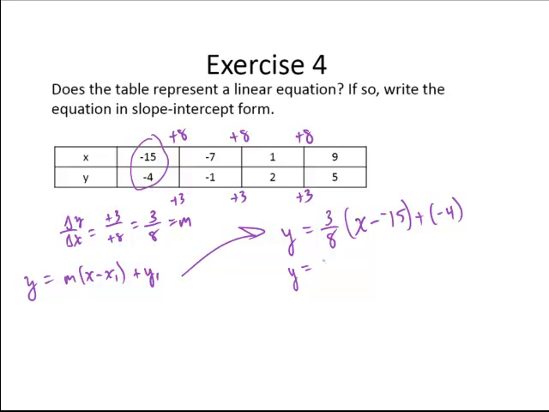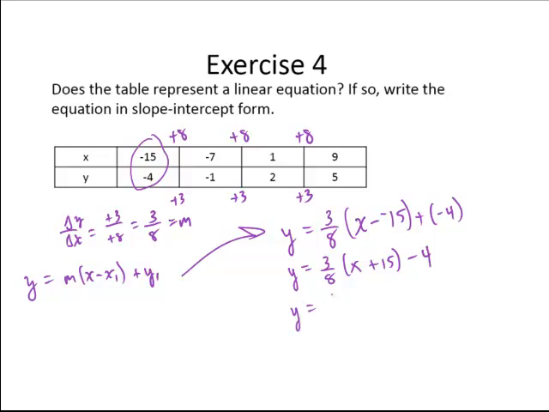Cleaning this up a little bit, I have y equals 3/8 times (x plus 15) minus 4. This is a linear equation that represents the line. However, it's not in slope-intercept form. It's not in the mx plus b form. So what I will do is apply the distributive property.